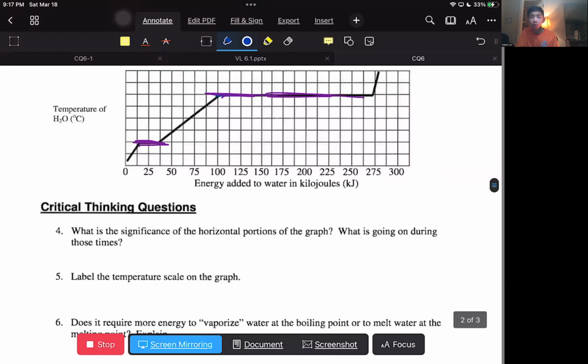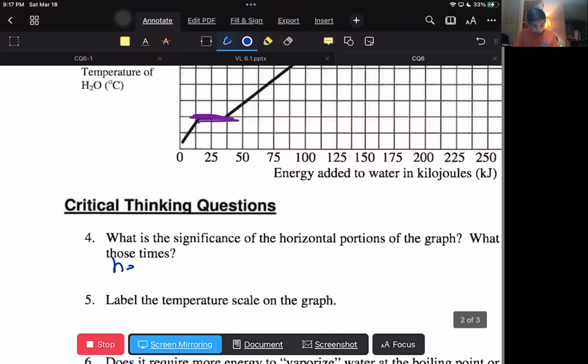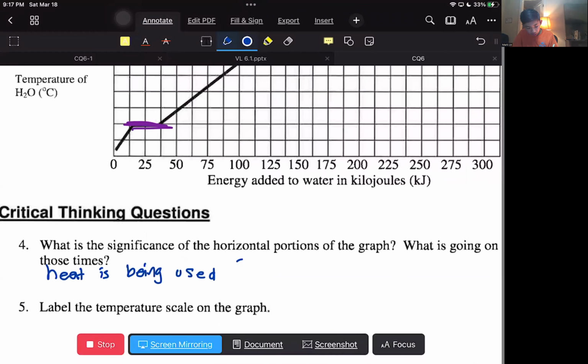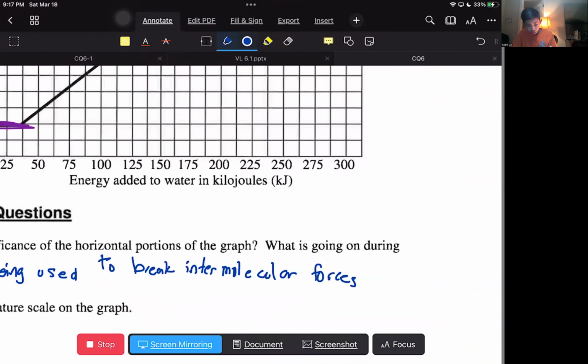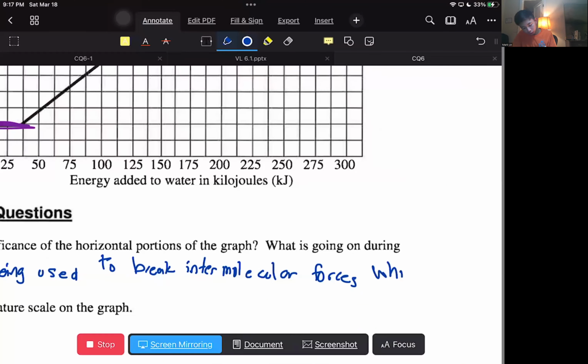So I'm going to put down: heat is being used to break intermolecular forces, which enables a phase change.